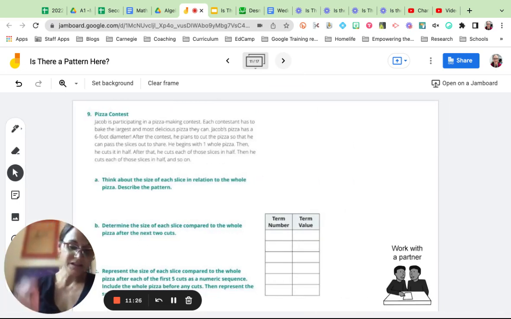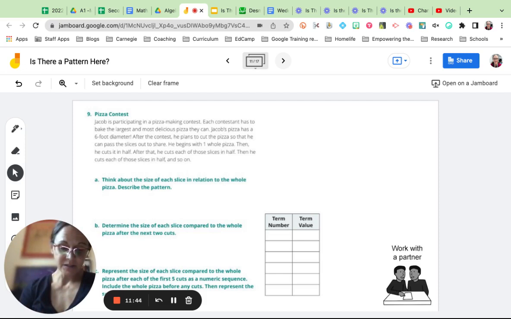And I want you to look at the pizza contest with your friend. So work with your partner, and let me just tell you what's going on real quick. Jacob is participating in a pizza making contest. Each contestant has to bake the largest and most delicious pizza that they can. Jacob's pizza has a 6-foot diameter.